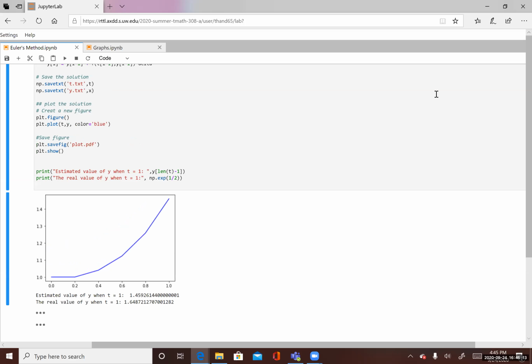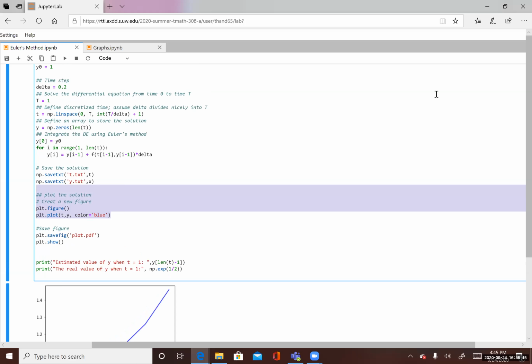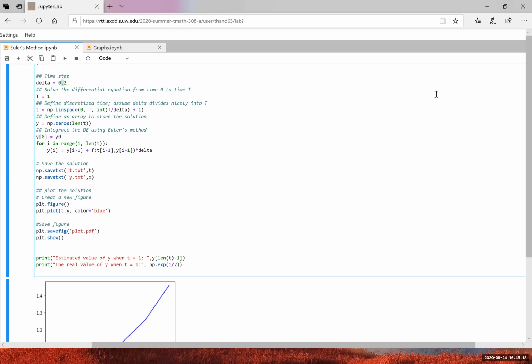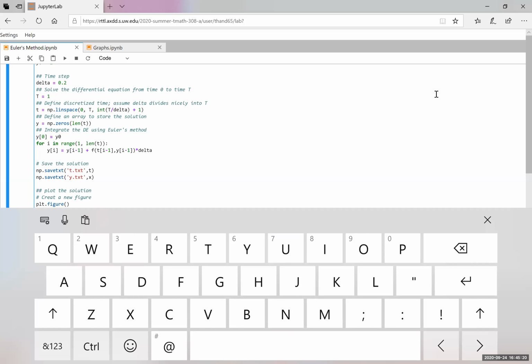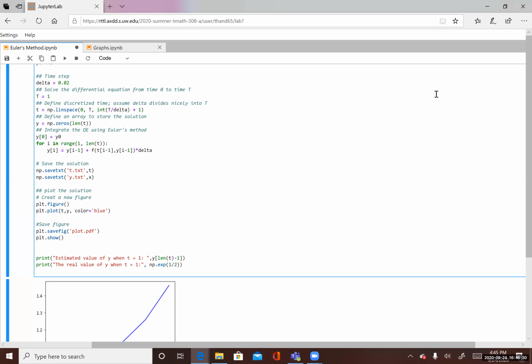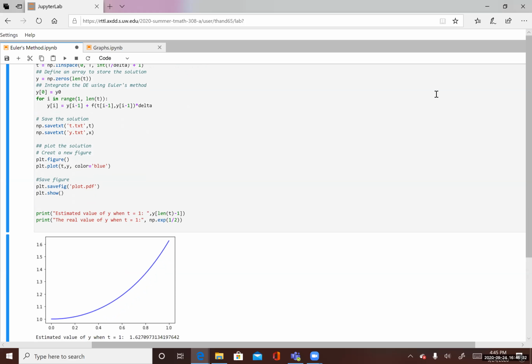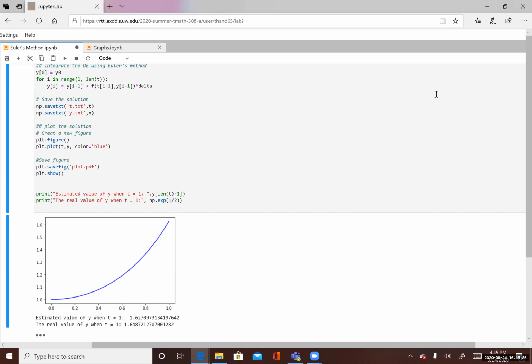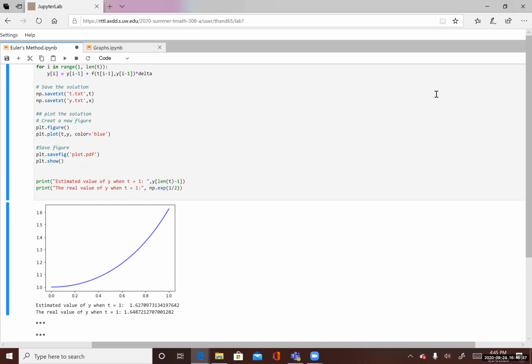Okay, now if I want to decrease the step size, let's say 0.02, and then I run it. You can see that the curve is a little smoother, right? And the estimated value is 1.627, which is very, very close to the true value, which is 1.648.